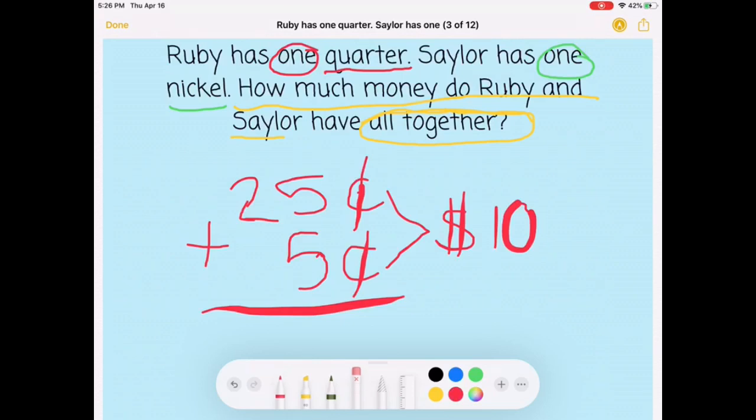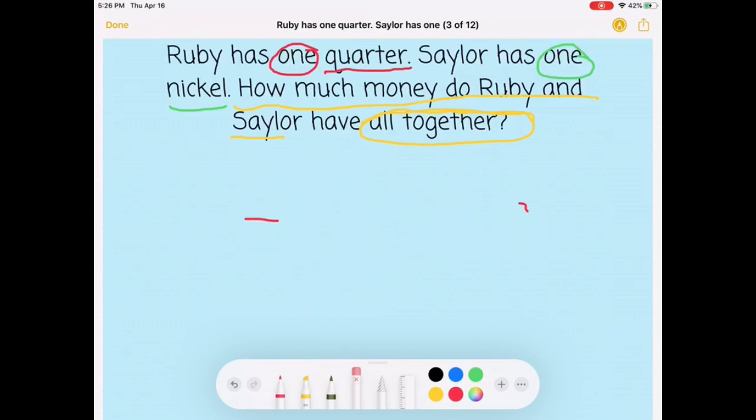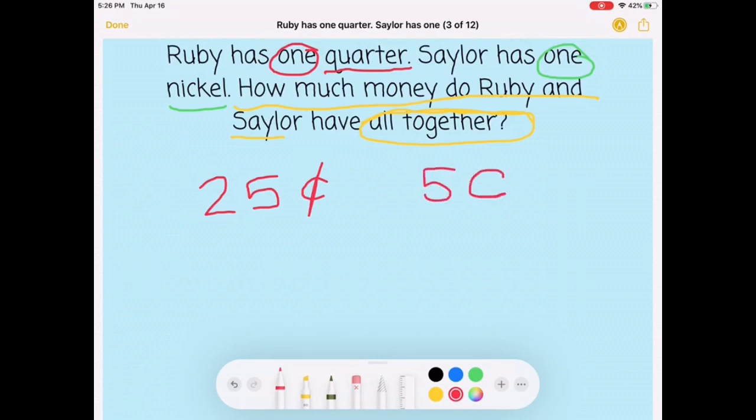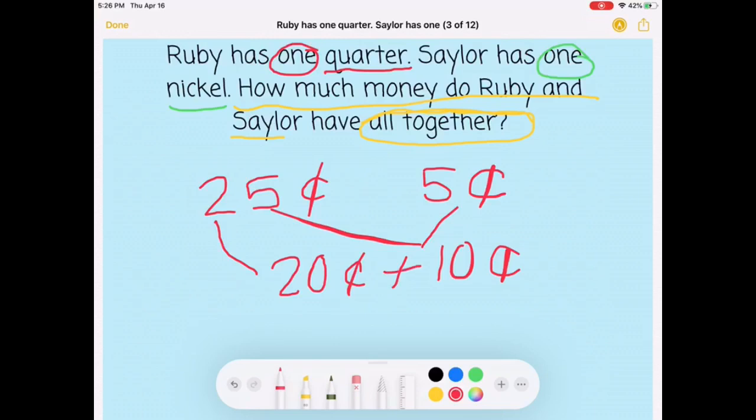So I'm going to write this problem in a different way so that I can think about it just a little bit better. So I'm going to have 25 cents plus 5 cents. Now, if I take these 2 5s and add them together, it will be 10 cents. Then, if I take this 20 and bring it down here, I've got 20 cents plus 10 cents. 20 plus 10, I know, is 30 cents.